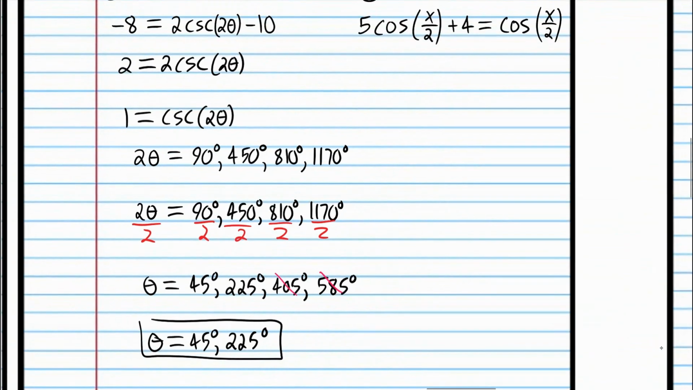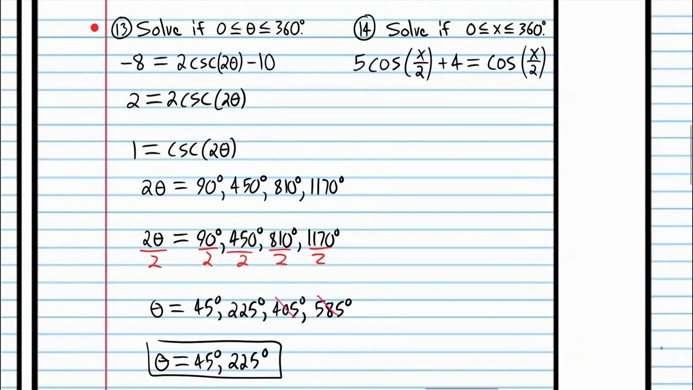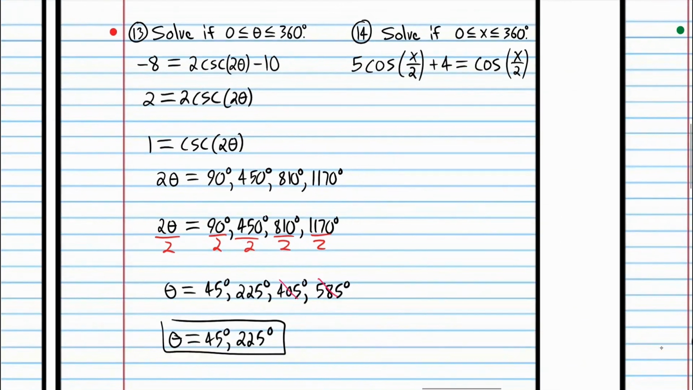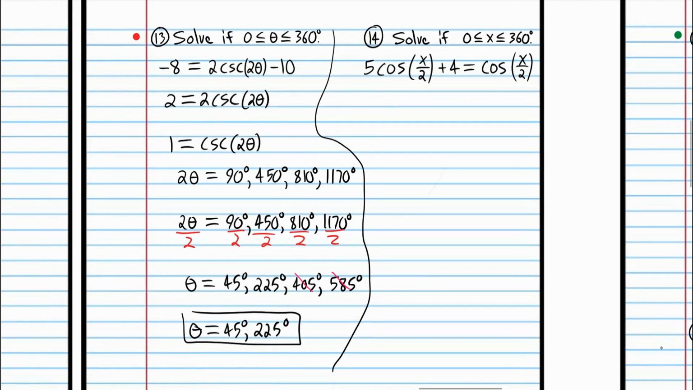So the difference with that problem is that we had a quadrantal set of angles, 90, 450, 810, 1170, but our answers were not quadrantal angles. We just had to use those quadrantal angles to find our answers. Okay, let's try another one of these.